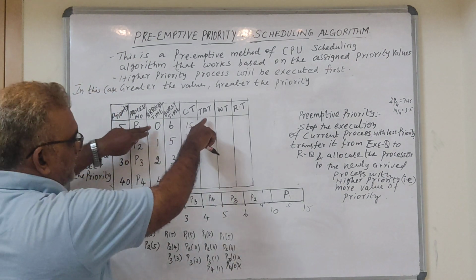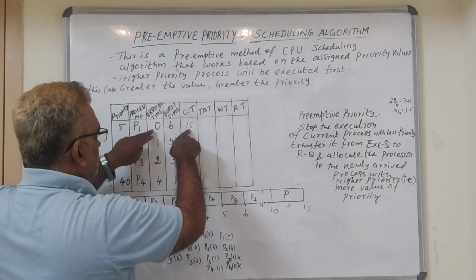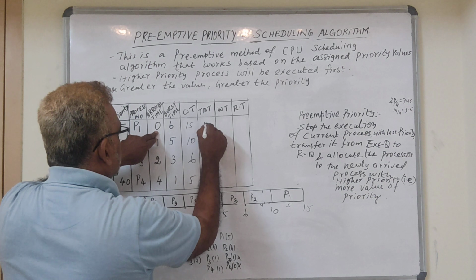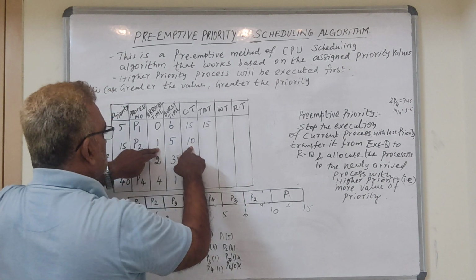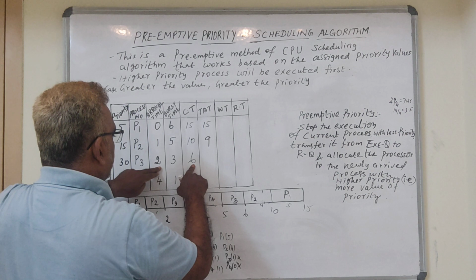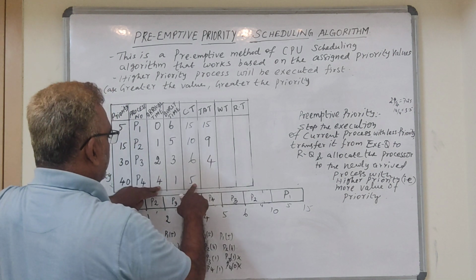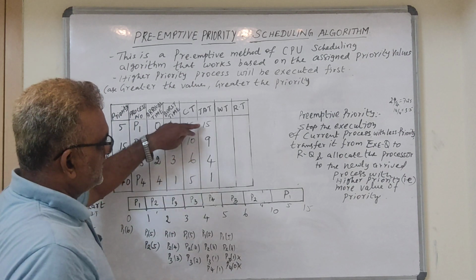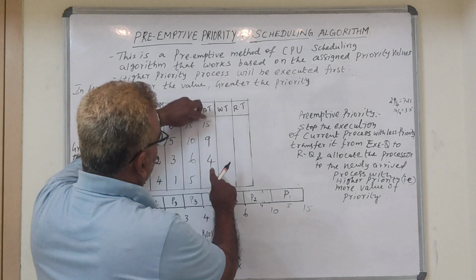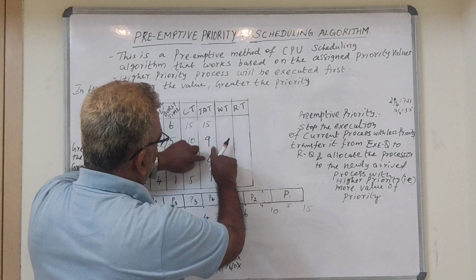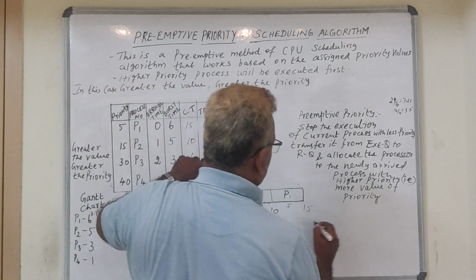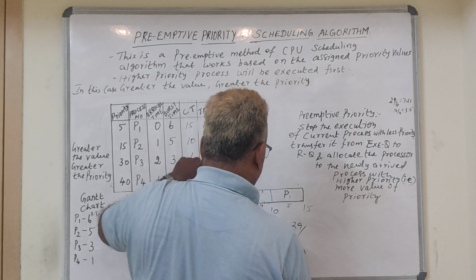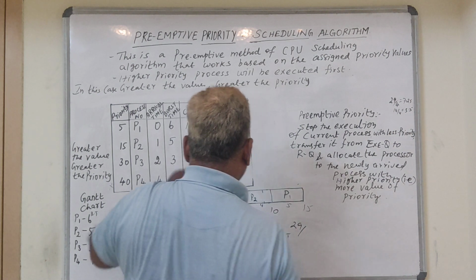We can calculate the turnaround time, that is completion time minus arrival time. It is 15 minus 0, that is 15. It is 10 minus 1, it is 9. It is 6 minus 2, it is 4. 5 minus 4, it is 1. So the total is 15, 24, 28, 29. So 29 is the total turnaround time.